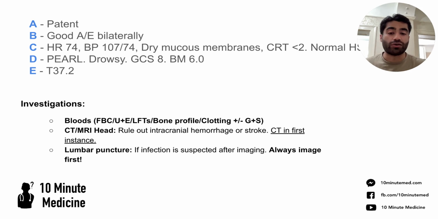Next thing that you'll want to consider early on is imaging. First line tends to be a CT head to rule out intracranial hemorrhage or stroke. Sometimes if that comes back with nothing acute, then you can consider doing MRIs, but that again will be under senior guidance normally. And then further down the line, you'll also want to consider lumbar punctures. However, that's again going to be much further down the line. You always want to image first because you want to rule out any contraindications to an LP. And you're just looking for infections there. So you won't necessarily do that in the acute setting.